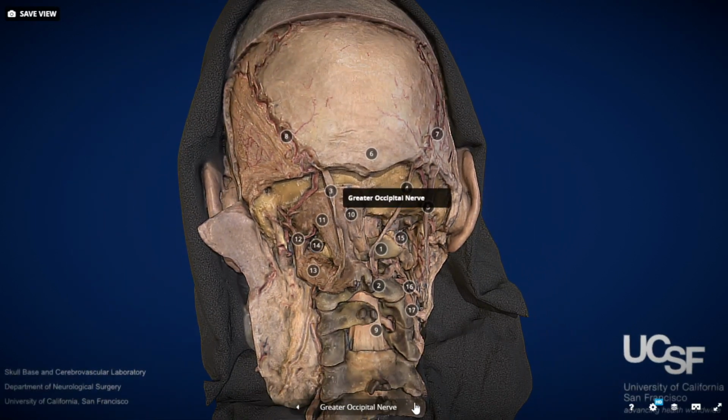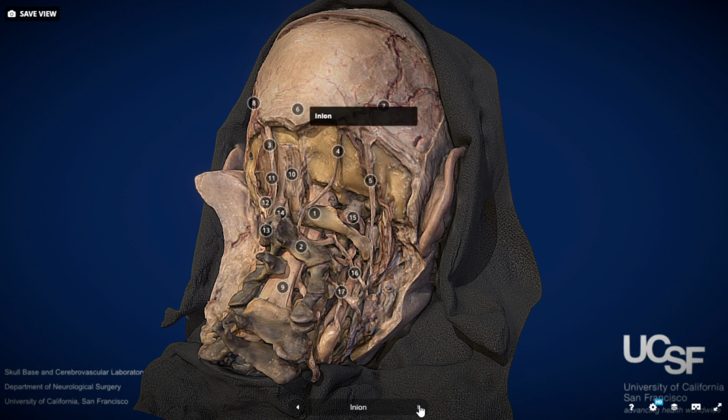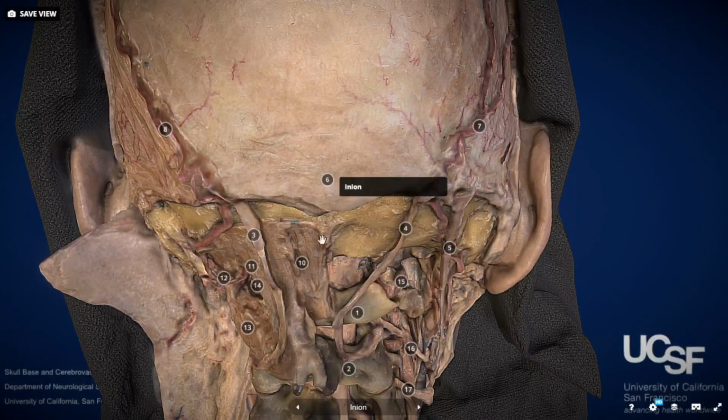Moving superficially and superiorly, we're going to identify superficial nerves, medially the greater occipital nerve, which is going to be coming out of the dorsal ramus of C2, and laterally the lesser occipital nerve, which is going to be coming out of C2 and C3. Superiorly, we visualize the inion, which is the external occipital protuberance, and lies at the same axial level of the superior nuchal line.